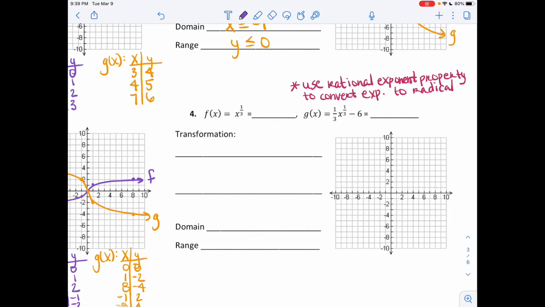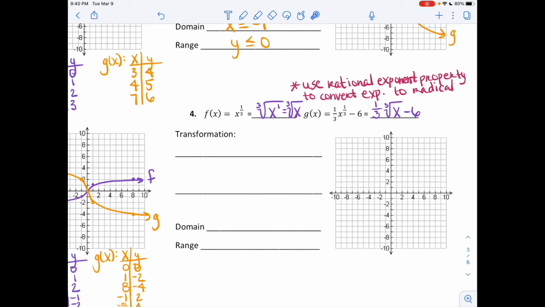So x to the 1/3 is the third root of x to the first power. We don't normally write the 1, so this could be rewritten simply as the third root of x. We can do the same thing to our g of x. We have a 1/3 as a fraction in front. That can stay the same, but this x raised to the 1/3 power is going to become a radical third root of x. And then notice that we have a -6 tacked onto the end.